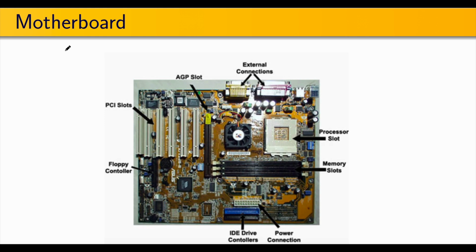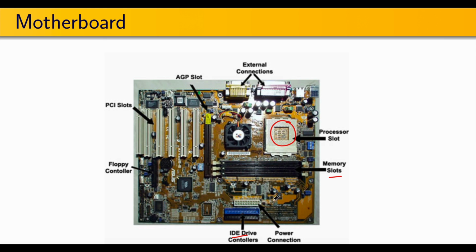This is the most important part of the computer, and this is how it looks. The most important is the processor slot. This is where the CPU sits. And then you have memory slots. This is where the RAM sits. Then you have IDE slots, integrated device electronics drive. This is where the hard drive sits.